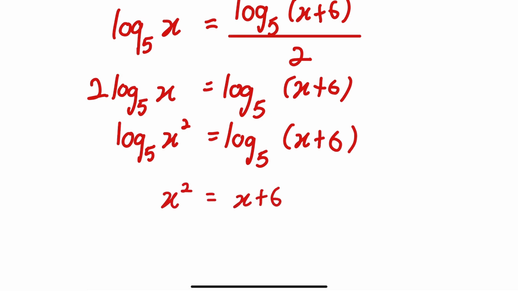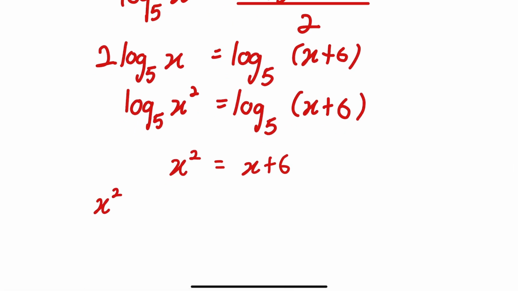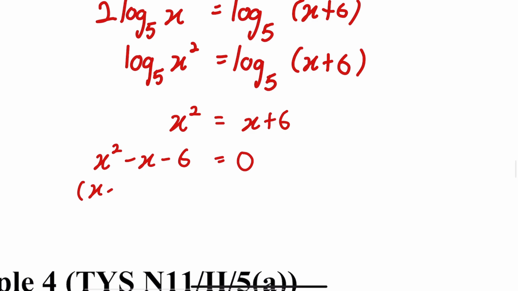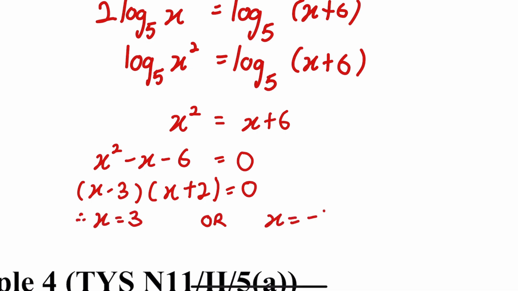Then now I have a quadratic equation. I simply need to solve this quadratic equation. x squared minus x minus 6 equals 0. By factorization, I'll get x minus 3 times x plus 2 equals 0. Therefore, x is equal to 3 or x equals negative 2.